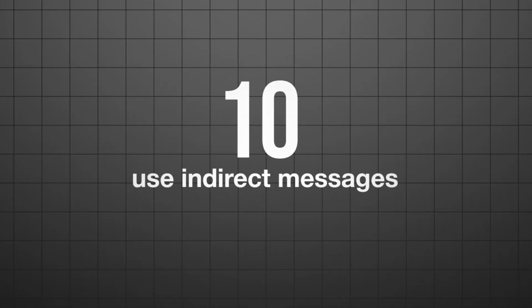Secret number 10, use indirect messages to open up sales conversations. Now, we're all on LinkedIn to get clients. So what we're going to do is send a very low pressure conversational message that's going to allow you to actually get a conversation going, have your prospects hand deliver their pain points to you on a silver platter, and give you the opportunity to solve them for them. So what do I mean?